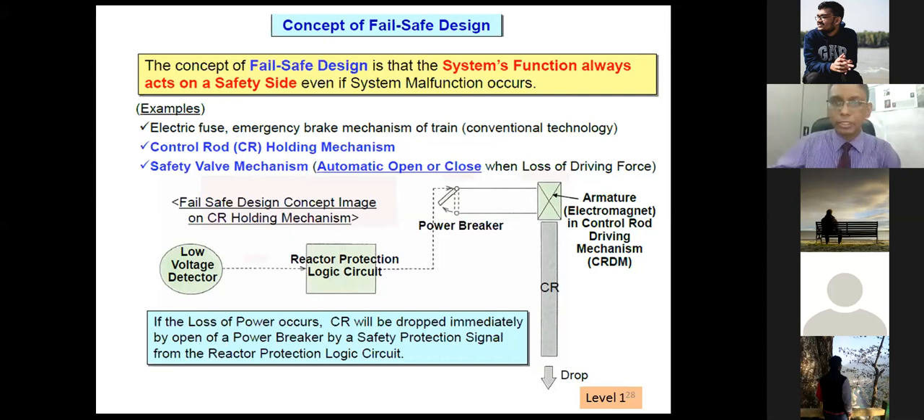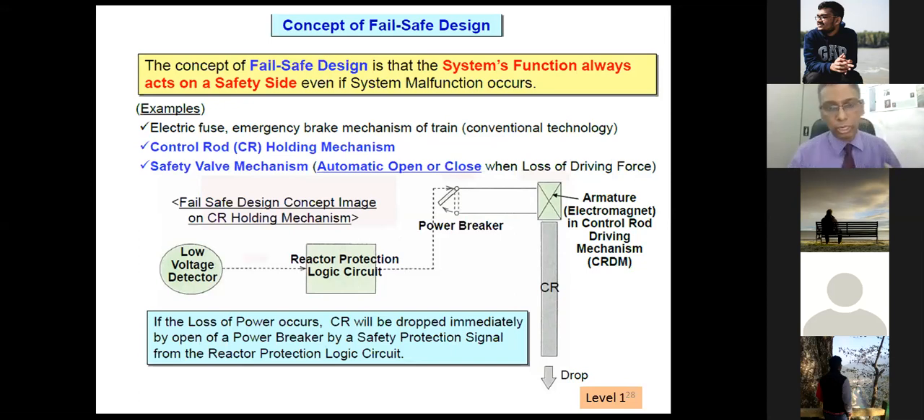So this will happen again. Another is called the safety valve mechanism, which means it will automatically open or close during the loss of driving force. So these are all under the fail-safe design. If a loss of power occurs, the control rod will be dropped immediately.